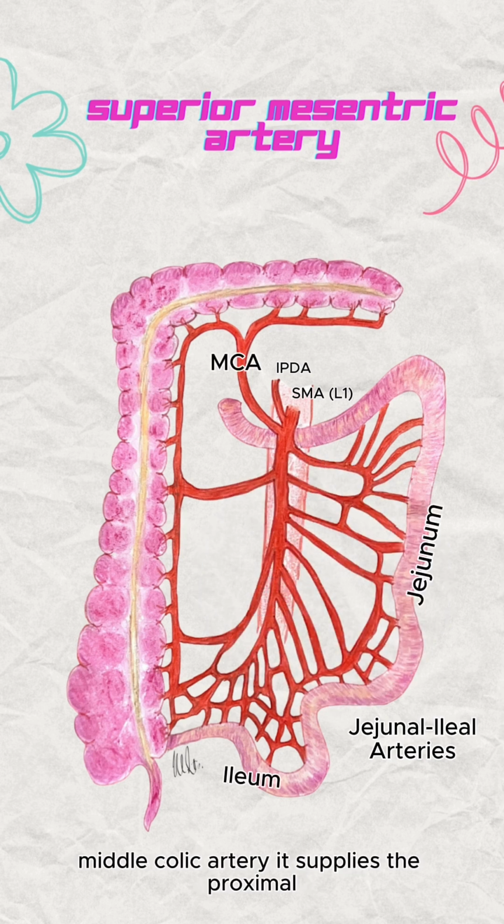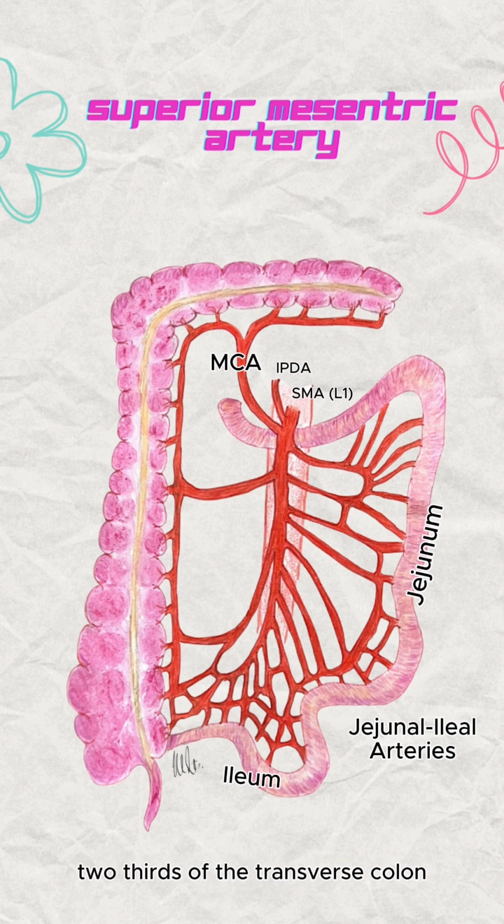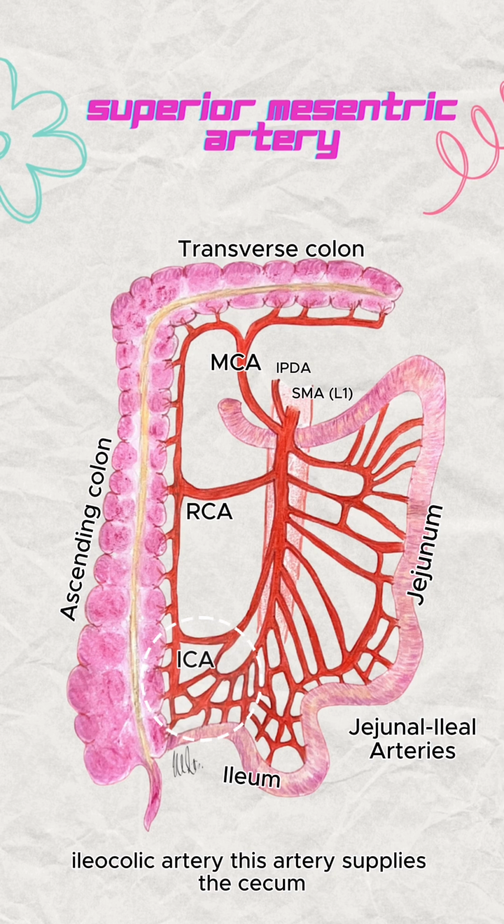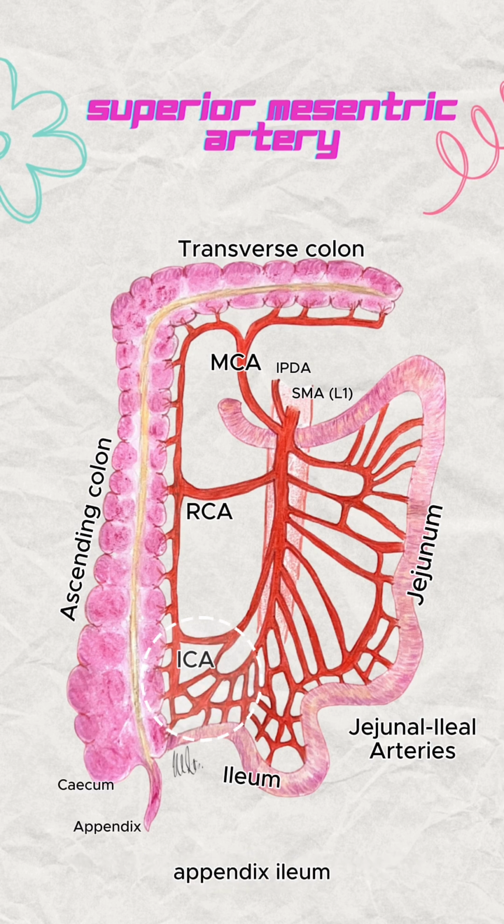3. Middle colic artery. It supplies the proximal 2/3 of the transverse colon. 4. Right colic artery. This artery runs directly to the right, and supplies the ascending colon. 5. Ileocolic artery. This artery supplies the cecum, appendix, and ileum. In order to reach the ascending colon, it passes downward and to the right.